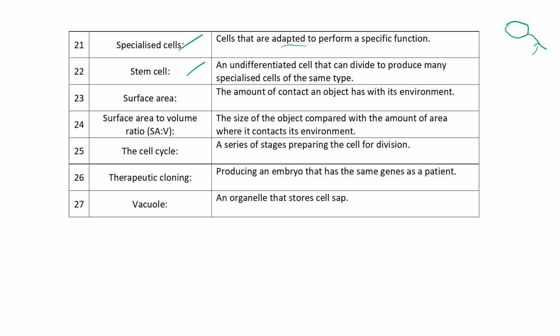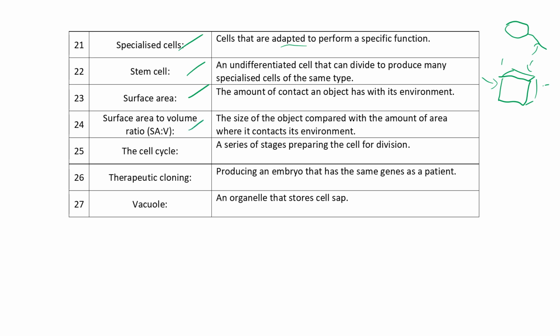The amount of contact an object has with its environment. Okay, so if I draw a cube like that, the surface area is all the bits around the outside that can be seen. The size of an object compared with the amount of area where it's in contact with the environment is surface area to volume ratio.